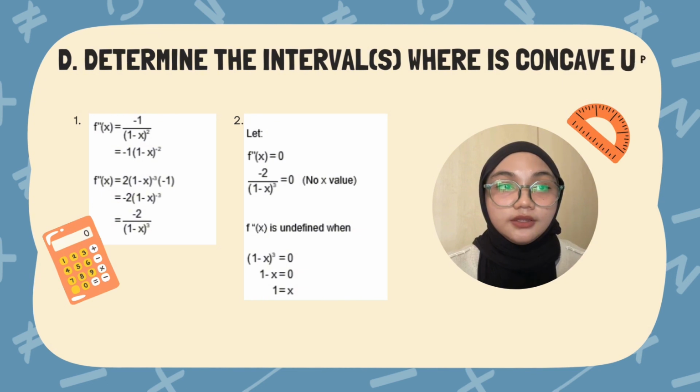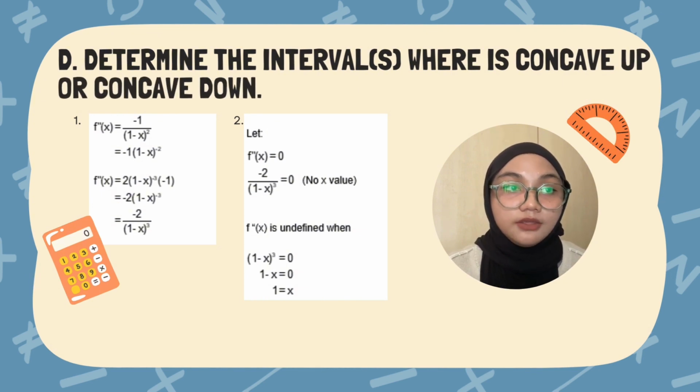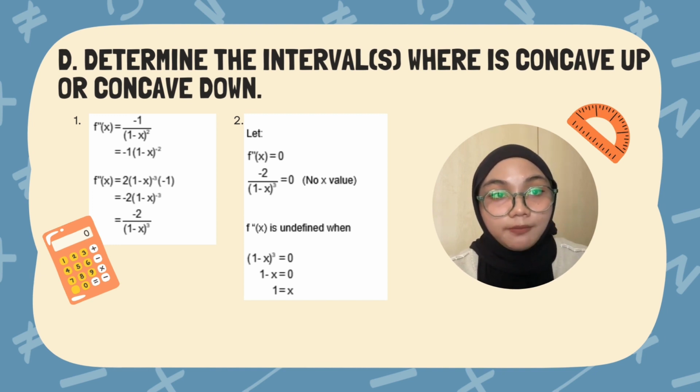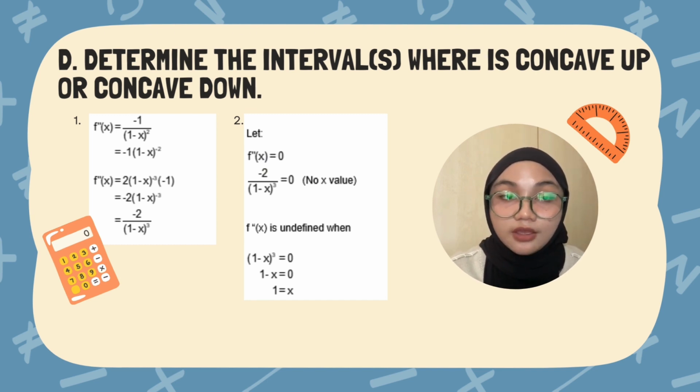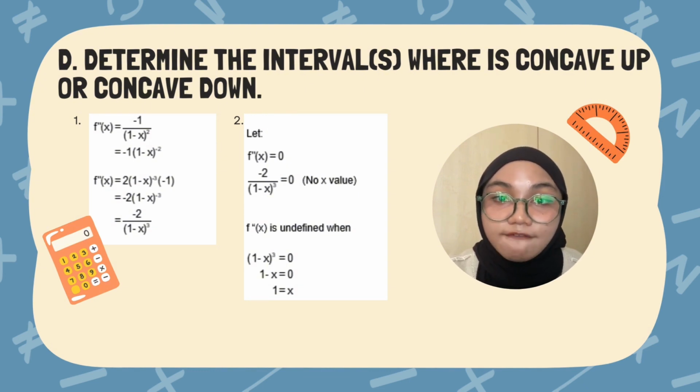Determine whether f(x) is concave up or concave down. We need to differentiate to get f''(x). If f'(x) equals negative 1 over (1 minus x) squared, and we differentiate the equation, then the final answer for f''(x) we will get is negative 2 over (1 minus x) cubed.